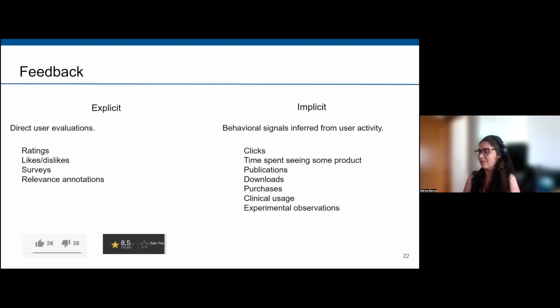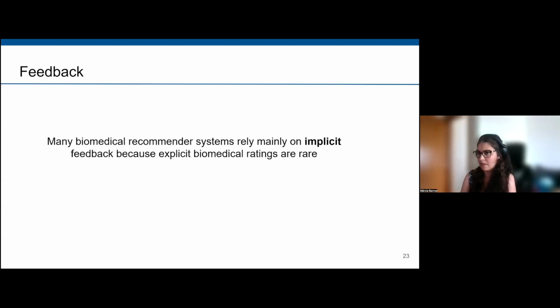And of course, when we use implicit feedback, it's always an attempt to guess what the user is thinking and actually thought about the product, because I can watch a film until the end and maybe I didn't like the film. Okay, so in biomedical recommender systems, most of the feedback is actually implicit because explicit biomedical ratings are very rare. Okay.